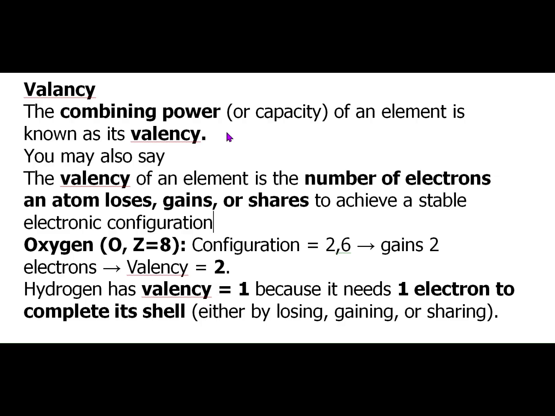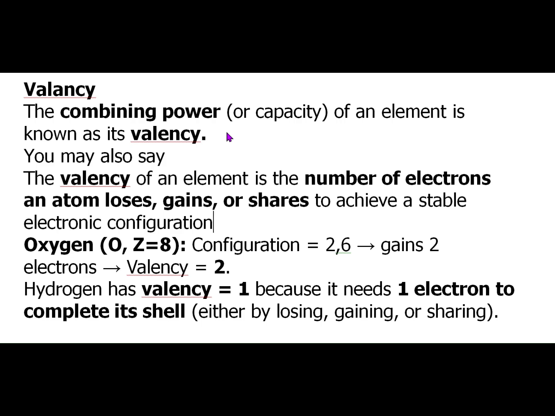For example, if you take oxygen, we have the atomic number as 8. Then the configuration of oxygen is, in the first orbit 2 electrons are orbiting. In the second orbit, 6 electrons are orbiting. But in order to have stability, it wants to gain two more electrons. That means it requires 8 electrons in the second orbit. So the valency is 2 because it gains 2 electrons.